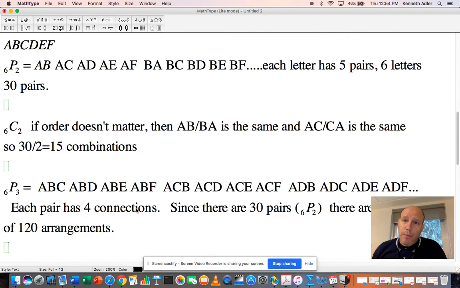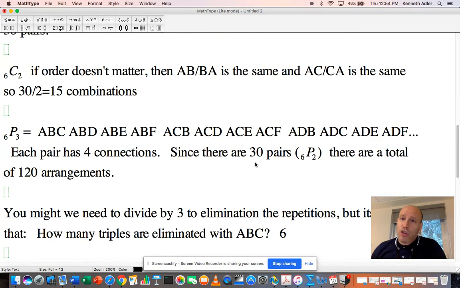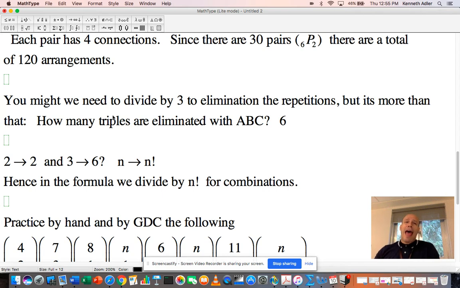In the previous problem, we know there's 30 pairs, 6P2, and 30 pairs having 4 each, there's a total of 120 arrangements. Now, you might think that we divide by 3 to eliminate the repetitions, but if you think about it, it's more than that. For example, I take the letters A, B, C. How many triples are eliminated with ABC? Well, we know it's 6: ABC, ACB, BAC, BCA, CAB, and CBA. So it's 6.